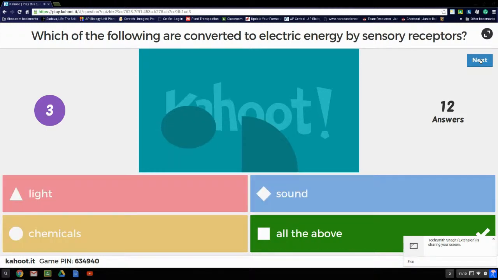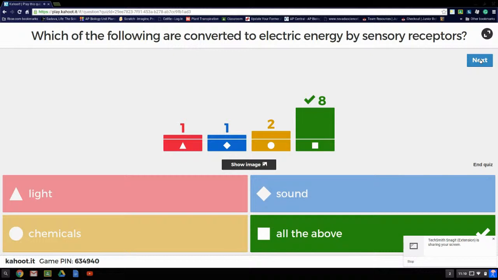All the above, right? That's what your sensory neurons do. They convert external stimulus to electrical impulses, right? So light, sound, chemicals, all the above.